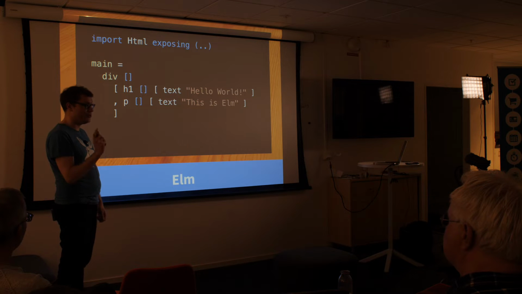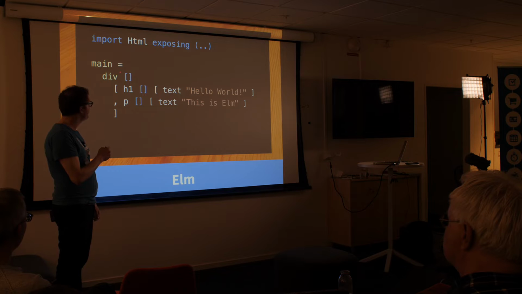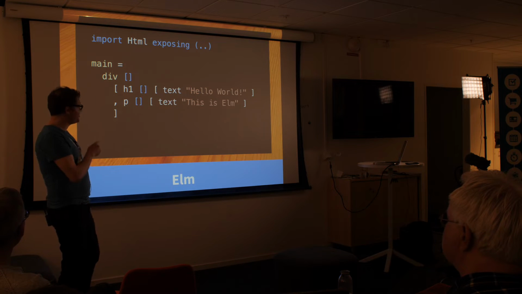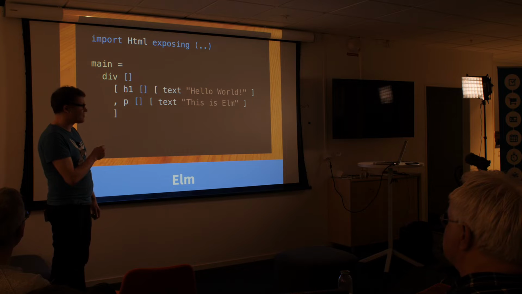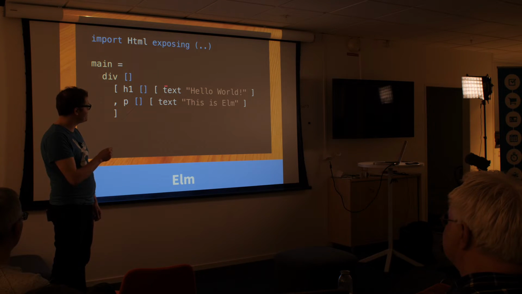And it takes two arguments. One is a list of attributes. The other is a list of children here. So here's the start of the list and the end of the list. Now, going into the children, we have a function call to the function h1 here. No attributes, so a list of no attributes. And then a list of children here.